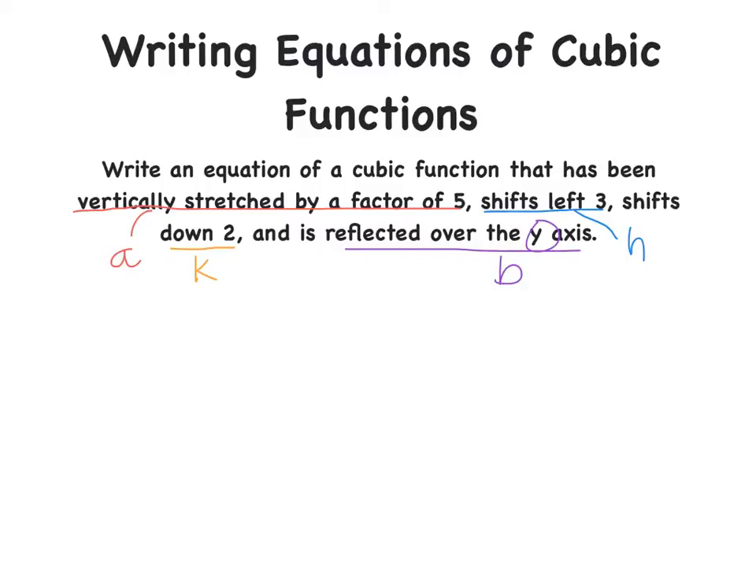So if I put this all into an equation, I'm going to get y equals A times x, left 3, so I'm going to add 3. I'm going to shift it down 2, but then the B is going to reflect me over the y-axis, so I throw the B in there.